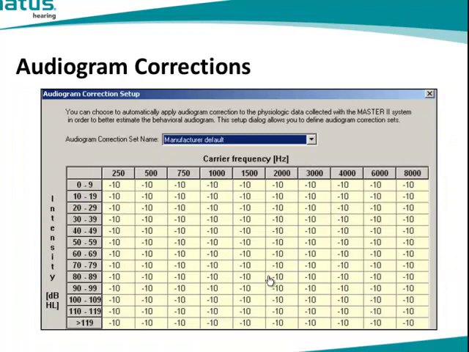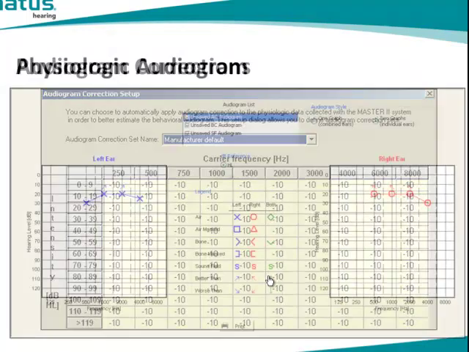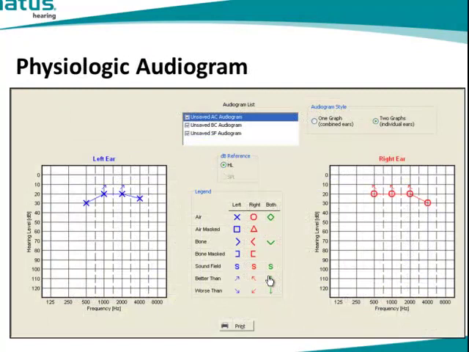Once you fill that audiogram table, if you've chosen the correction factors, the manufacturer default will use 10 decibels across the board. This table can be customized if you choose to collect your own normative data in your clinic. Once you've filled the audiogram table, you can look at your results in the audiogram format. In this case, we can see an audiogram for each ear. You also have a choice for one graph combining the ears.